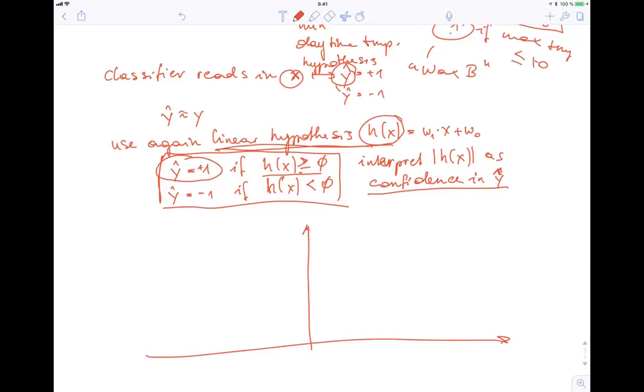Okay, let's try it. So I now plot here the loss function as a function of the output of the hypothesis, okay? So this is not a scatter plot. We do not use the vertical axis to represent label values, but we use it now to represent different loss functions. So don't confuse it with a scatter plot. We just use this now to look at different loss functions and see how it works.